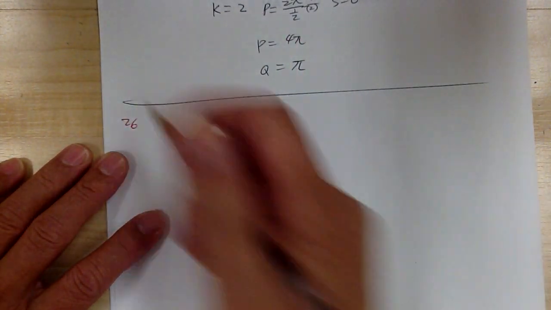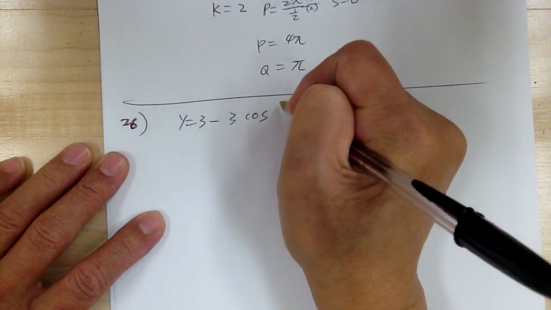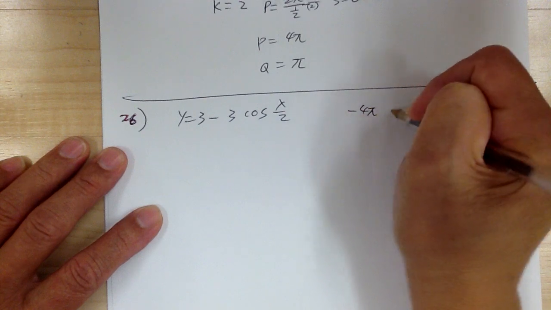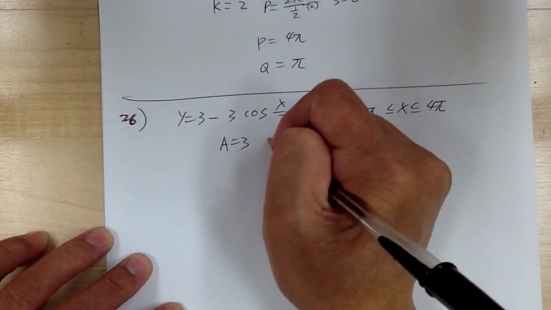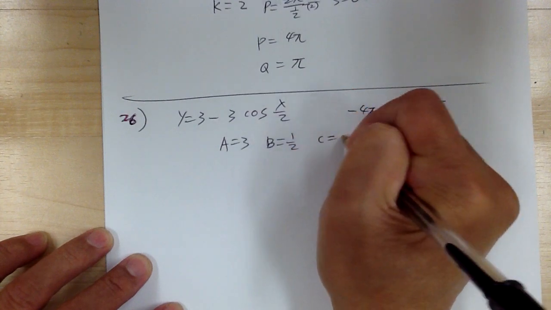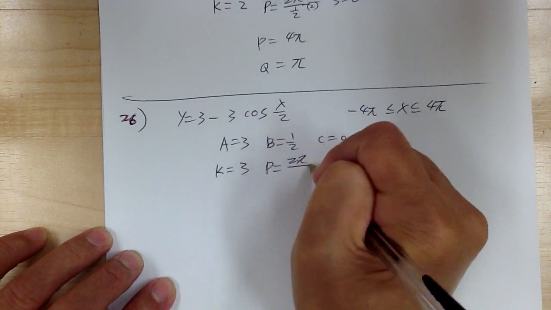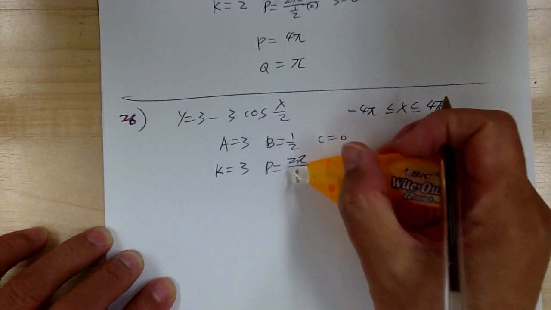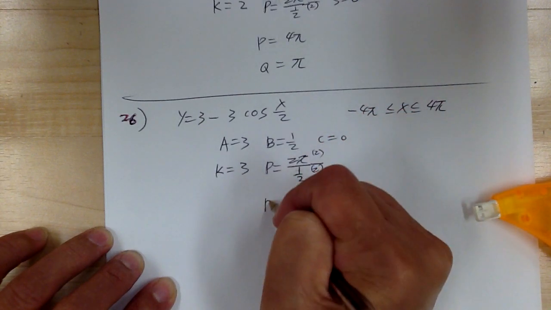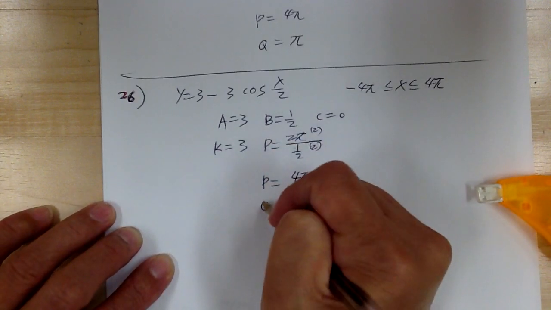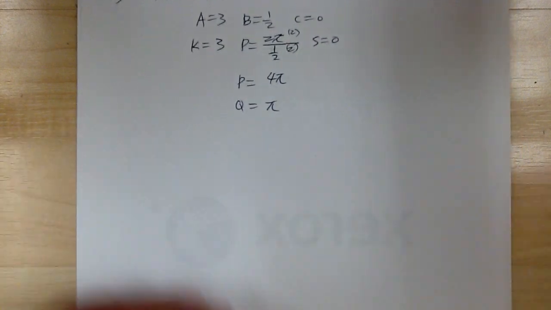Number 26. y equal to 3 minus 3 cosine of x over 2. And you want to go from negative 4 pi to 4 pi. So a equal to 3, b equal to 1/2, c equal to 0, k equal to 3, and p equal to 2 pi over b, which is 1/2. To simplify the complex fraction, multiply by the common denominator. So p equal to 4 pi. And q is 1/4 of that, so you get pi. And c equal to 0, so s equal to 0. So now we're ready to graph.